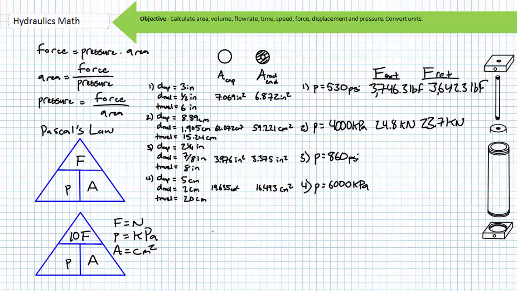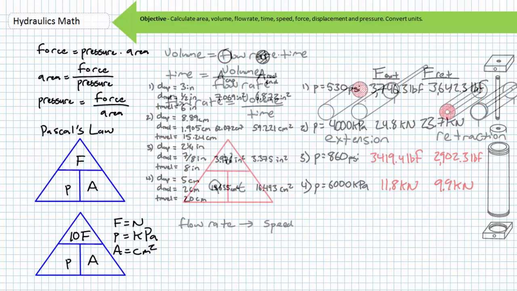You're on your own for the last set of illustrated example problems for force, pressure, and area calculations. Solve for extension and retraction force. The third cylinder with an input pressure of 860 psi will extend with a force of 3,419.4 pounds force and retract with a force of 2,902.3 pounds force. The last illustrated example problem should have the cylinder extending with a force of approximately 11.8 kilonewtons and retracting with a force of approximately 9.9 kilonewtons. That's it.